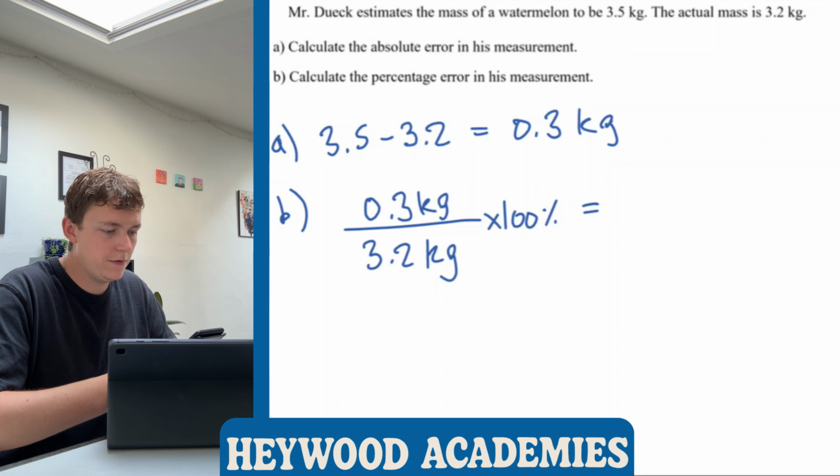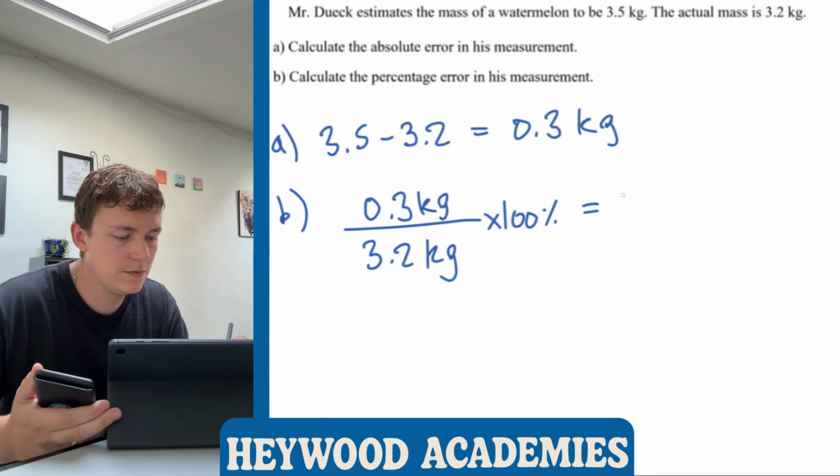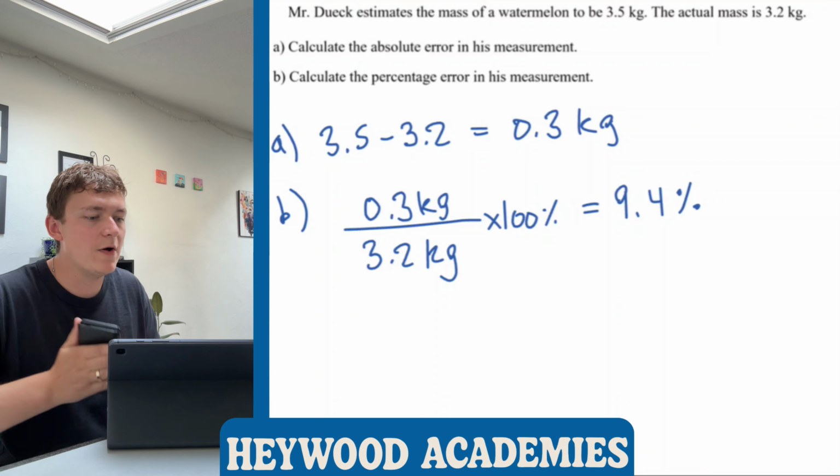So 0.3 divided by 3.2 times 100% gives us about 9.375. So let's go 9.4. So we're about 9.4%.